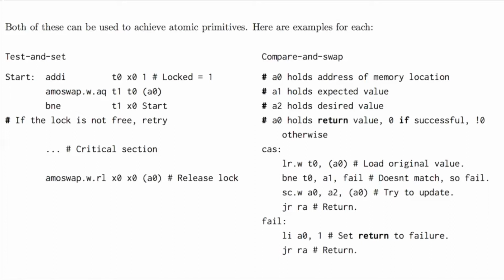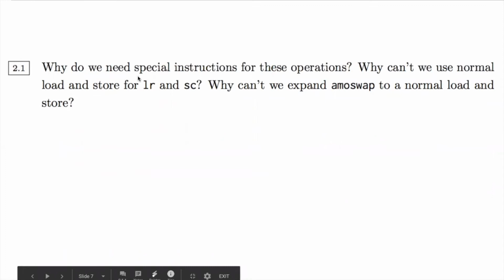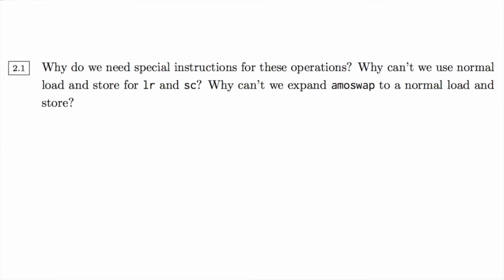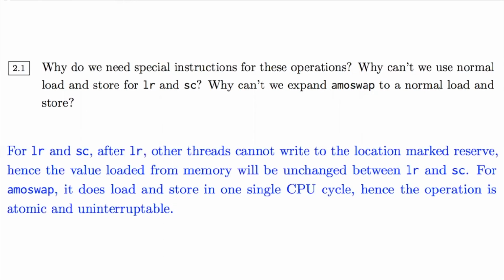Then we set A0 to be the exit code corresponding to whether or not the store succeeds. And then we return. Now let's go over question 2.1. Why do we need special instructions for these operations? Why can't we just use normal load and store for load reserve and store conditional? And why can't we expand AMO swap to a normal load and store?